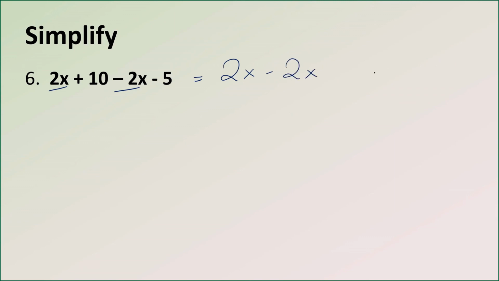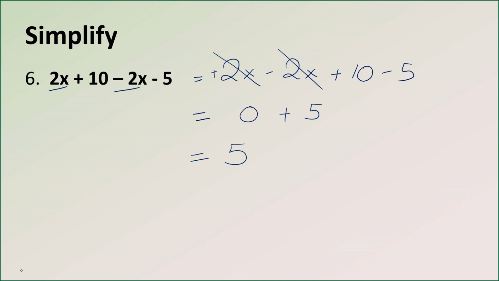The sixth one, 2x plus 10 minus 2x minus 5. Look, I have plus 2x and minus 2x. I add and subtract. Subtraction is the negative of the addition. So since the numbers are same, the result is 0. We can cancel those two out. 10 minus 5 is 5. So it's simply 5.